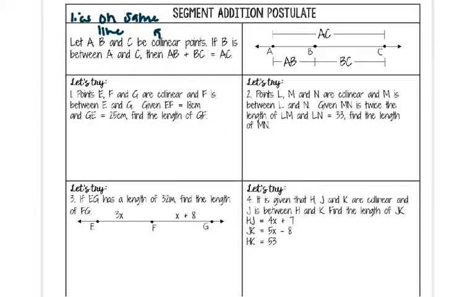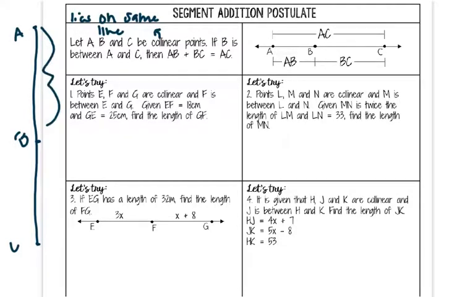And if point B is between A and C, so if I have a point here, and a point here, and a point here, if B is between A and C, and they're all on the same line, then AB plus BC equals AC.